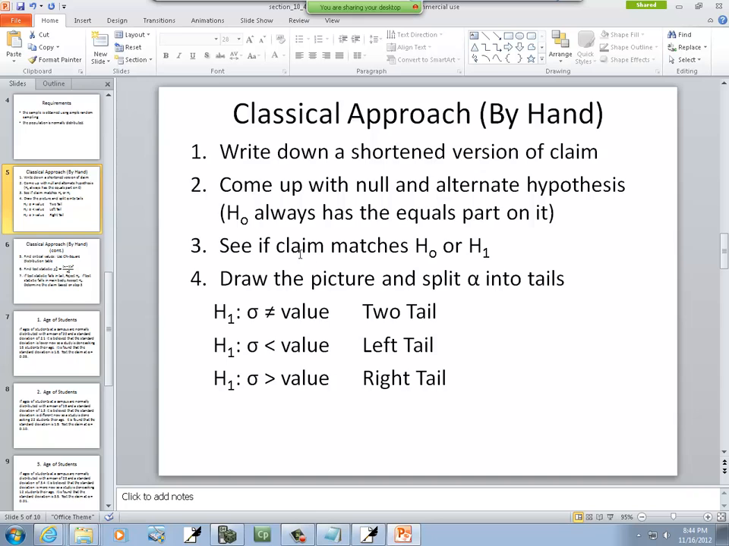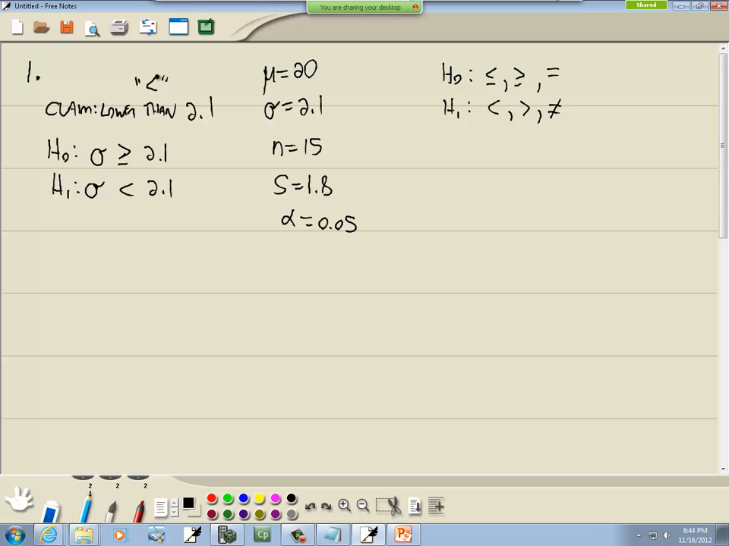Now, step 3, see if claim matches H naught or H1. Well, we said this was a less than, and we put the less than on H1, so this matches H1.